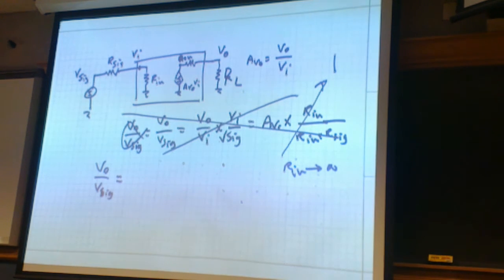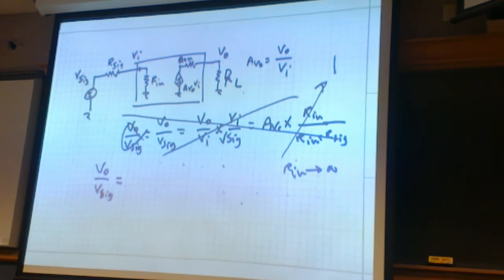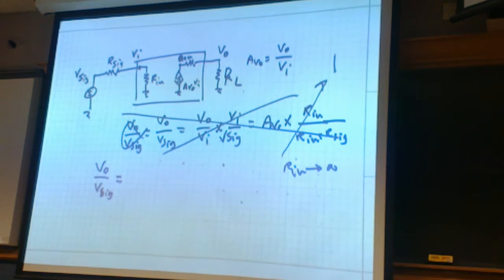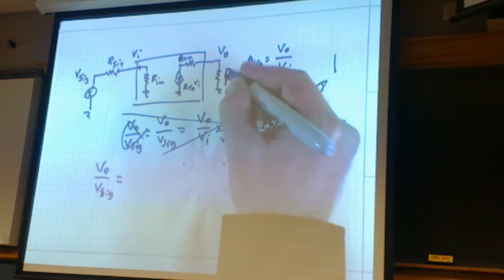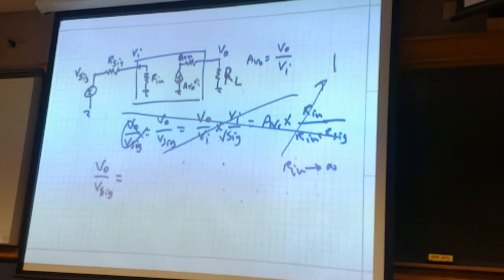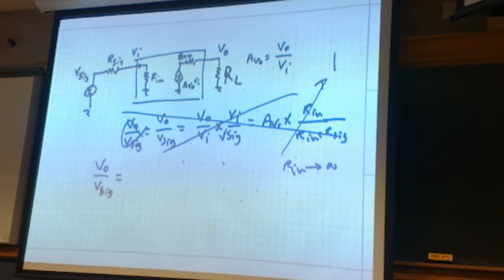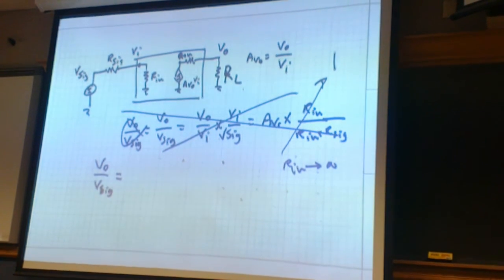V out over VI is negative. It's two voltage dividers. V out over VI times VL is RL over R out. Give me an equation. The current is negative. There's no negative. So it's negative AVO. Why is it negative? Because the current's flowing backwards through the output resistor, isn't it? Who said that?